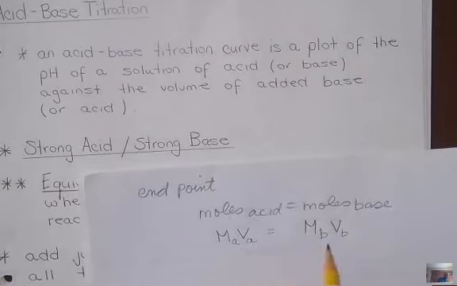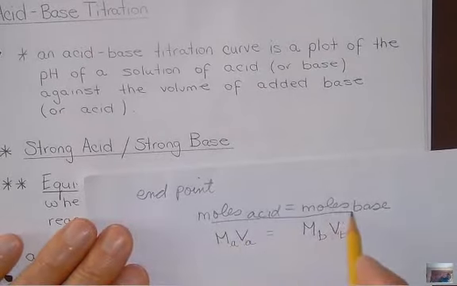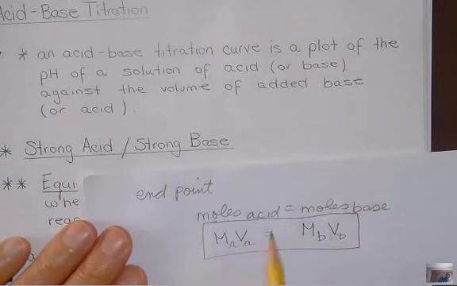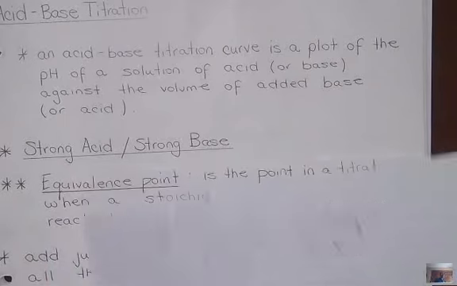Because the moles of the acid are equal to the moles of the base, and this times this is moles, this times this is moles. Okay? Again, usually we put liters here, because technically if we want to get moles, it's molarity times liters. But since both of these are in milliliters, the units will cancel out and you'll be okay. Okay? So good formula to have. Always true at the end point of a titration.